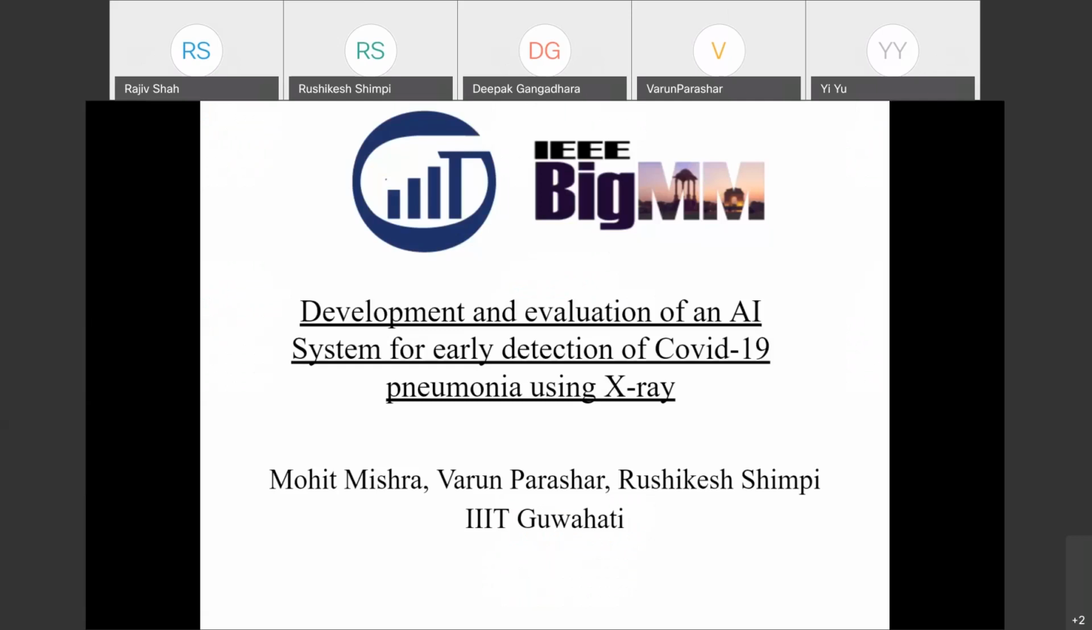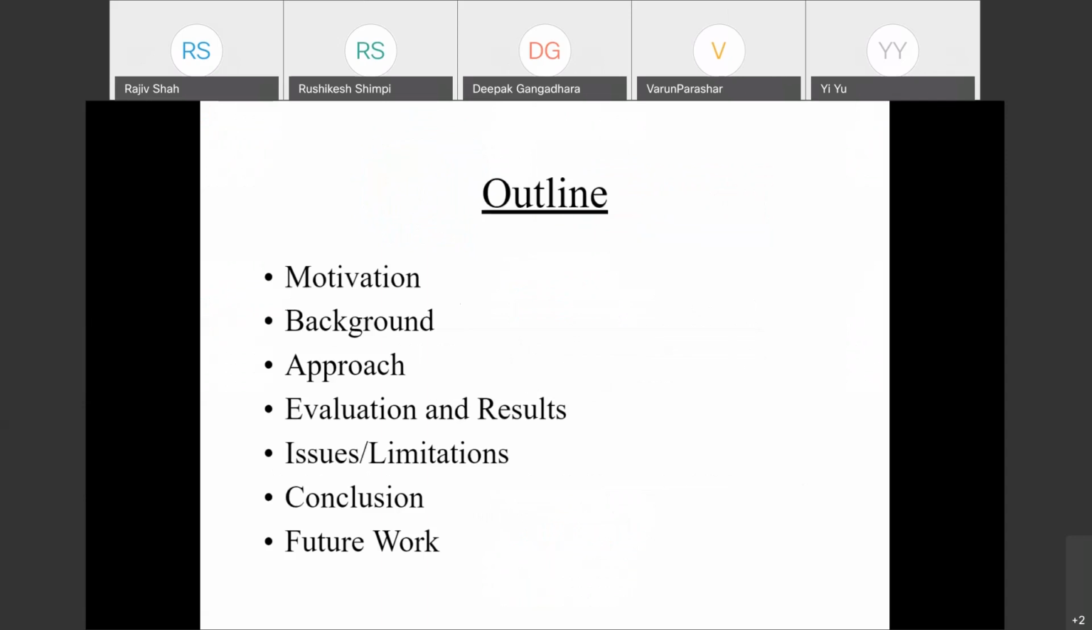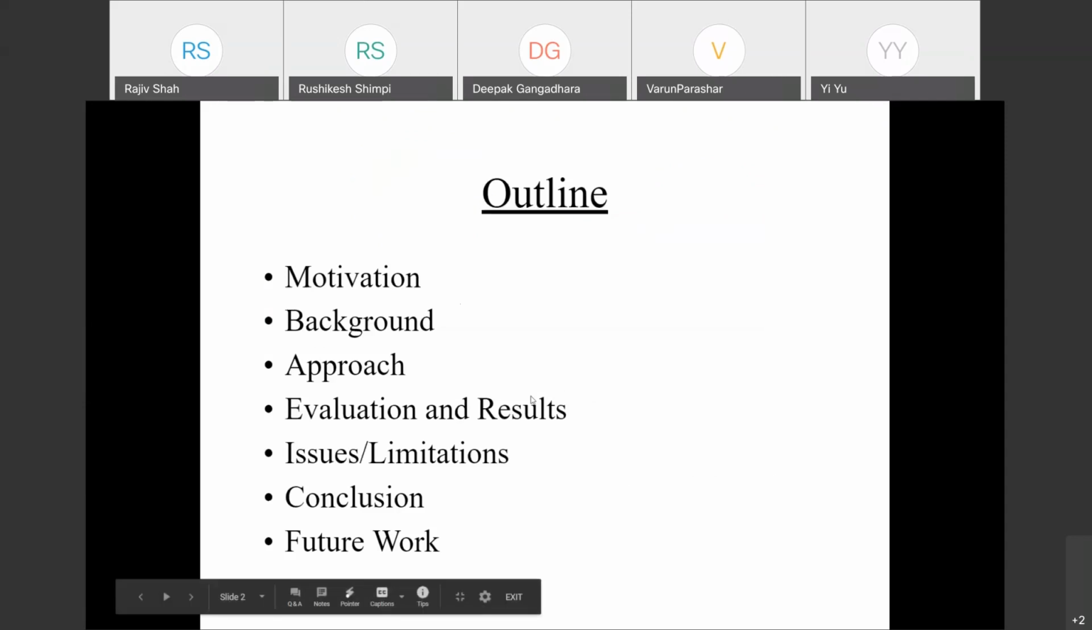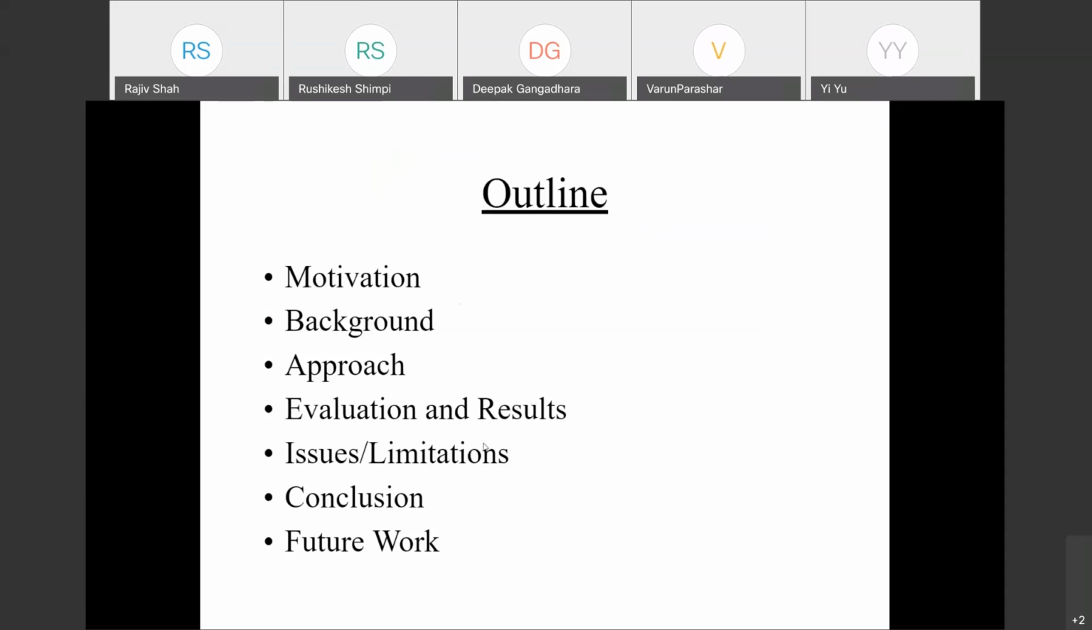Yeah. Good afternoon to all. Herewith, I am presenting a work titled Development and Evaluation of an AI System for Early Detection of COVID-19 Pneumonia using Excel, co-authored by my colleagues Mohit Mishra, Varun Parashar, and myself, Rishikesh. We are currently undergraduate students from IIIT Guwahati. During the course of this presentation, I would go through the following topics which would highlight the problem and the novel features of the AI system. Basically, in the approach, we would discuss our proposed architecture, the evaluation metrics that it would be benchmarked upon, and the challenges and issues that we faced while developing our architecture.